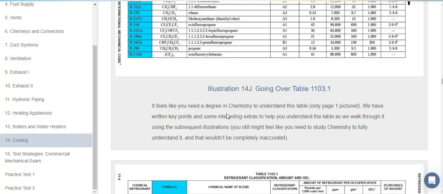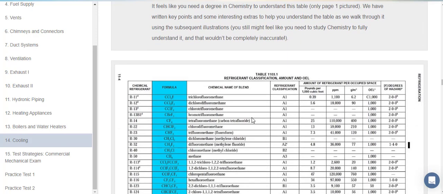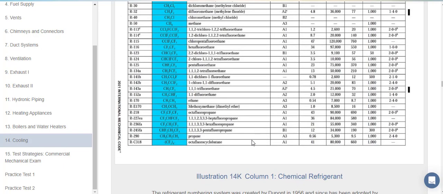It feels like you need a degree in chemistry to understand this table. Only with one picture. We have written key points and some interesting extras to help you understand the table as we walk through using the subsequent illustrations. You still might feel like you need to study chemistry to fully understand it, and that wouldn't be completely inaccurate. Here is the table.